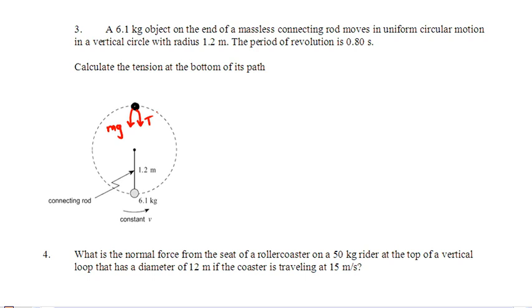We are down here at the bottom, going at a nice constant velocity. We do have an mg going down, but we want to make sure this thing accelerates towards the center. So this connecting rod is going to be under tension. It's going to be pulling up like crazy on that 6.1 kilogram mass with more than its weight to make sure that it accelerates towards the center. So I'm going to dive into F net equals ma.